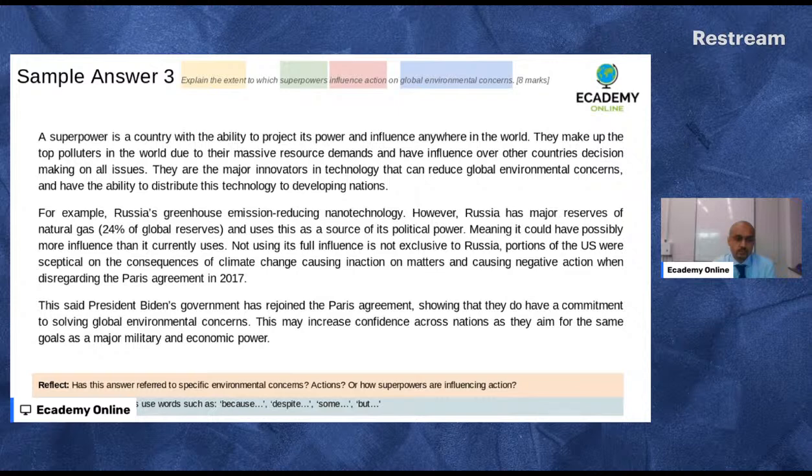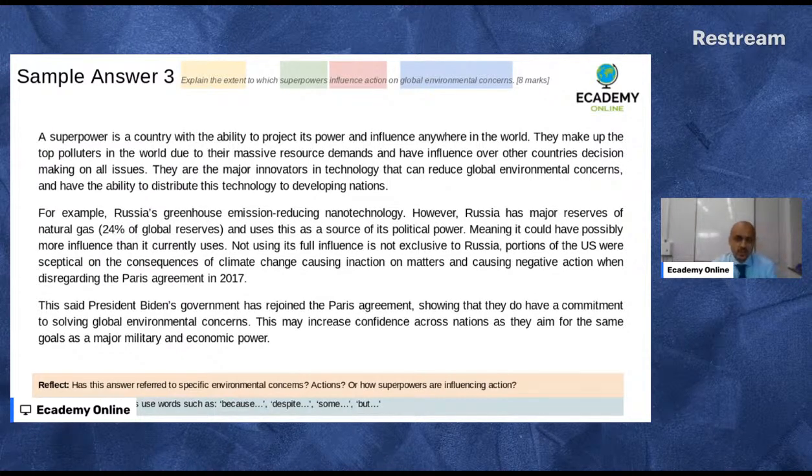Yeah, definitely not explicitly mentioned, but it has inferred greenhouse emissions, right? So the assumption is, again, that the examiner knows what you're talking about. So you're assuming that the examiner knows that carbon dioxide emissions or methane emissions are the issue here. So let's start with the first sentence.